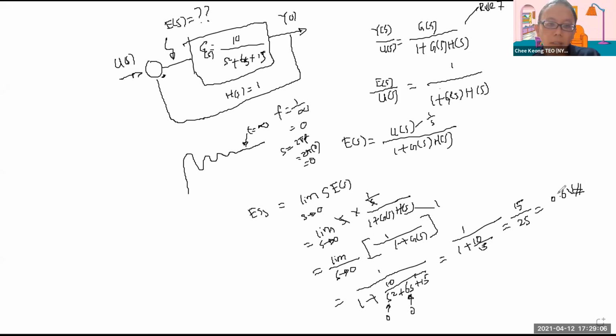So ESS, steady state error, part 1. This is for question 14, part 1. I'll leave it for a while for you all to digest. Of course, you can play it back at a later stage. But let's go to the next one.